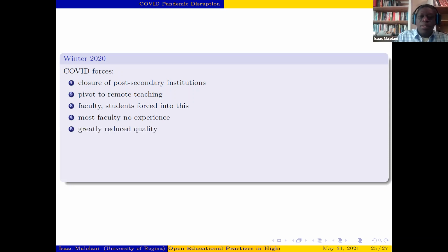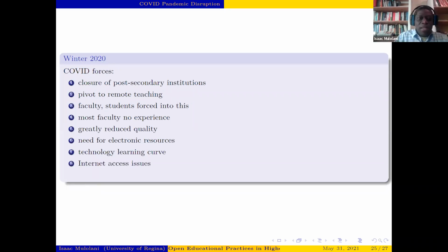So the push to go remote created problems with quality, but it also highlighted the need for two things. One is technology and the electronic resources that were out there. And so open educational resources had been growing in the 90s. It started growing quite a bit in the early 2000s.